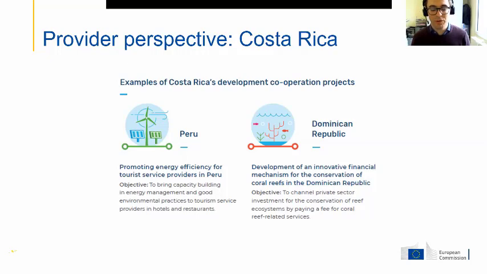So what they reported in the TOSSD data survey are activities related to climate change or to biodiversity conservation. You see an example of a project in Peru where Costa Rica is working to promote energy efficiency for tourist service providers, and a case in the Dominican Republic where it's working towards the conservation of coral reefs. So it's clear that TOSSD is also, for these southern providers, an opportunity to really show what they're doing in support of the 2030 agenda.